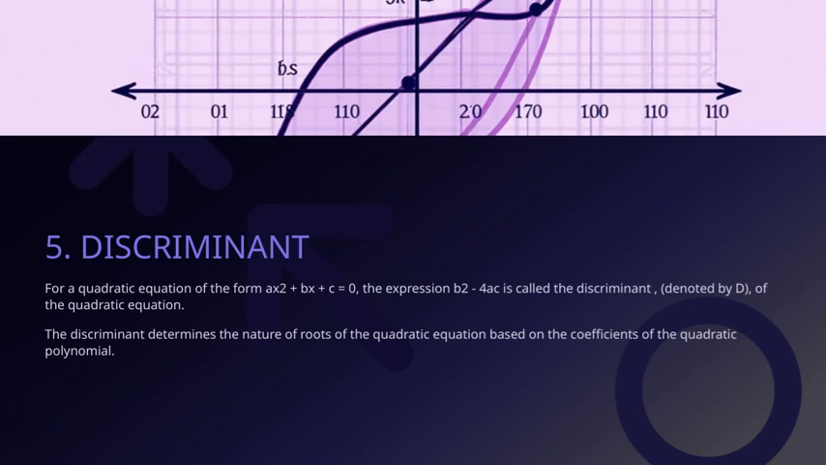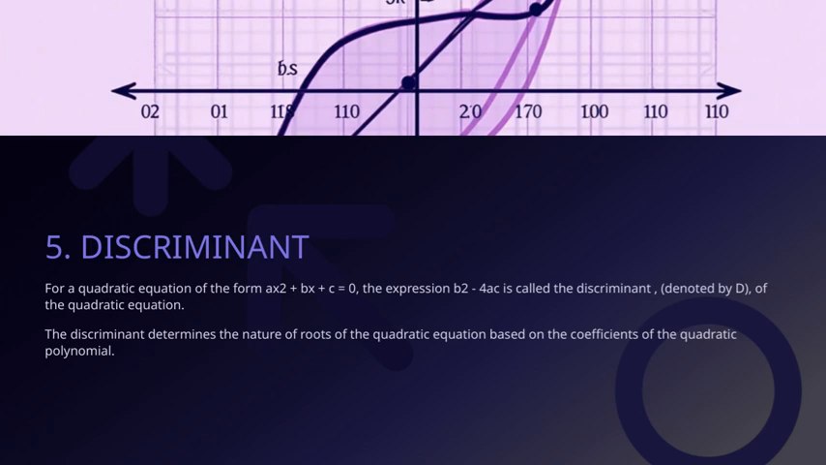The discriminant is a key concept because it helps us understand the nature of the roots of a quadratic equation. It essentially tells us whether the roots are real or complex, and whether they are distinct or repeated. For a quadratic equation in the form ax squared plus bx plus c equals 0, the discriminant is the expression b squared minus 4ac.